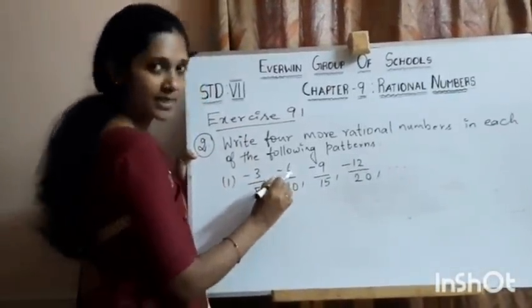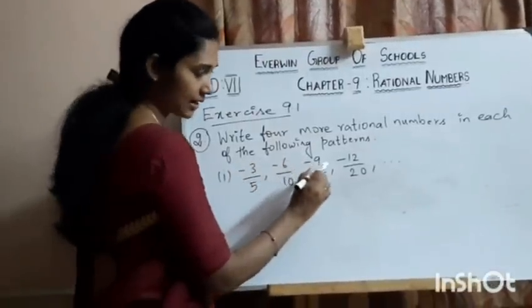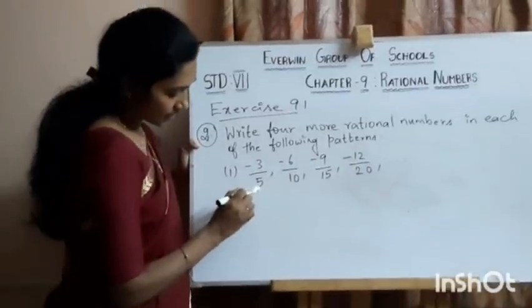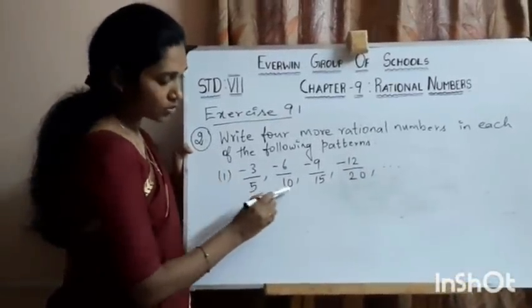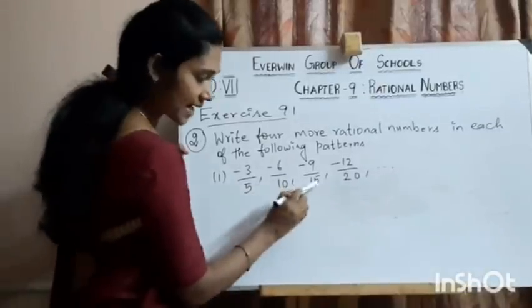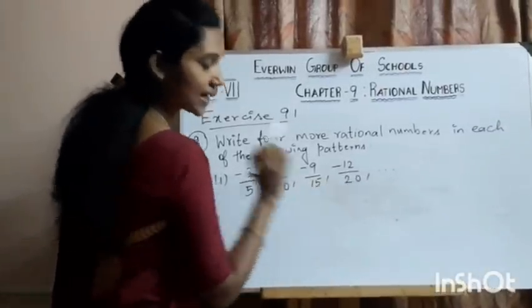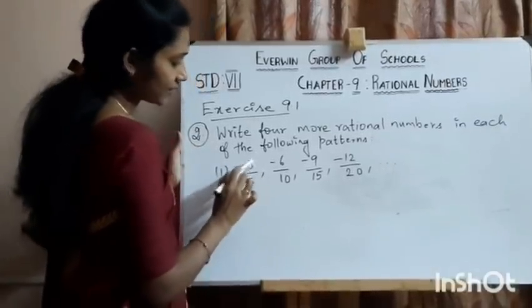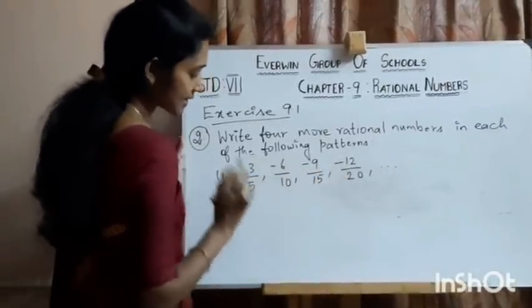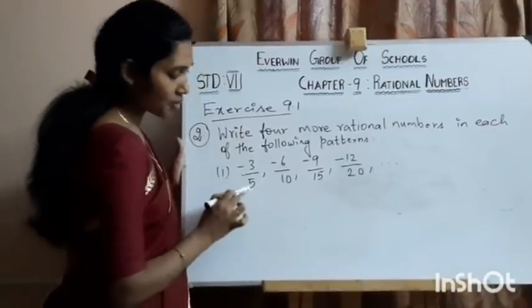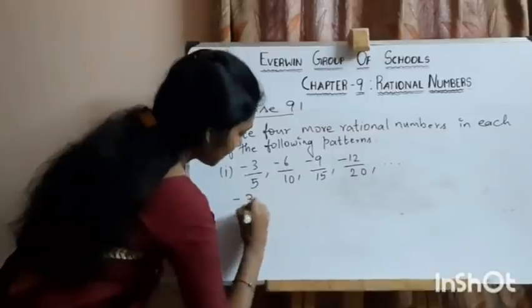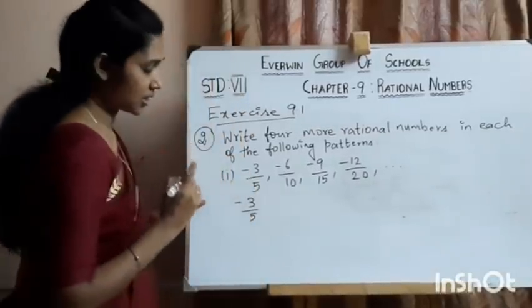3 2s are 6. 3 3s are 9. 3 4s are 12. Similarly, in the denominator, 5 2s are 10. 5 3s are 15. 5 4s are 20. So they have multiplied the numerator with 2, 3 and 4, and similarly they have multiplied the denominator with 2 and 3. So minus 3 by 5 is your first rational number.